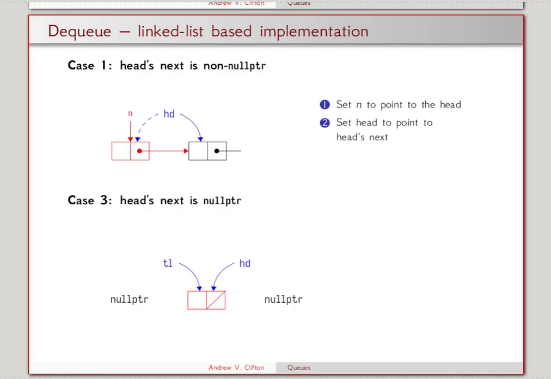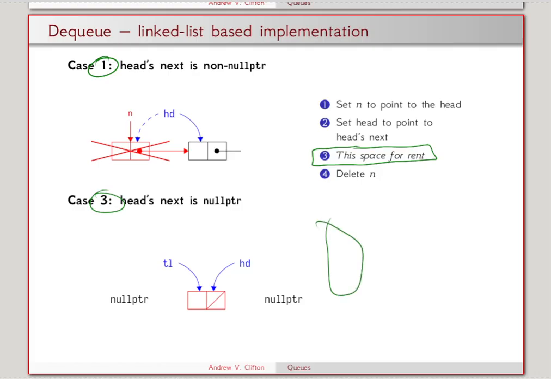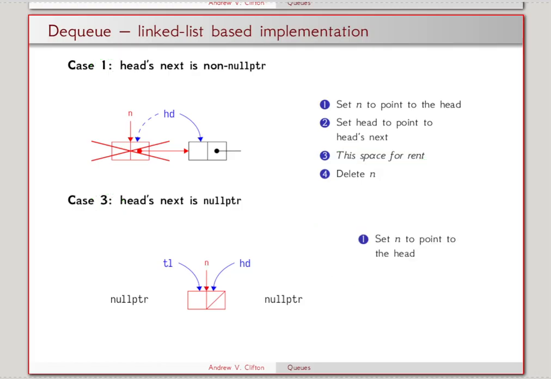So at this point, the only pointer pointing to the old head is n. So I'm not going to do anything in step 3. I'm leaving that blank because we're going to use it down here in case number 3. Nothing happens in step number 3, but then in step number 4, we can delete n at that point. So just like with the enqueue, the only difference between case 1 and case 3 is going to be step number 3. Up here we do nothing. Down here we're going to do something in step number 3.